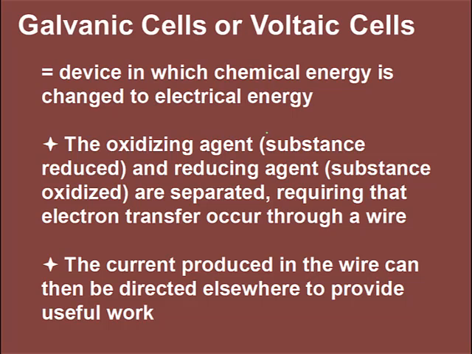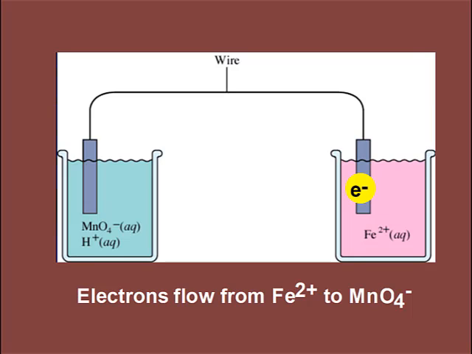The oxidizing agent, which is the substance that's reduced, and the reducing agent, which is just simply the substance that's oxidized, are separated, requiring that in order for the reaction to occur, that electron is going to be transferred through a wire. The current produced in the wire can then be directed elsewhere to provide useful work. So that's going to look like this.